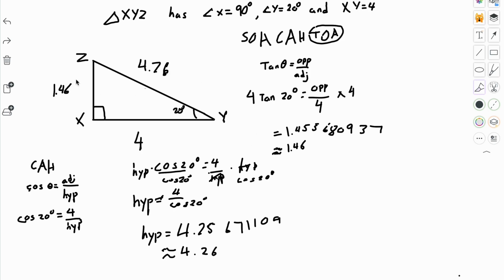Now let's find our last side. We don't know what this angle right here, angle Z, is. We already know that a triangle is going to be 180 degrees, so we can just subtract everything. We subtract our 90 degrees, because we know this is 90 degrees, and we subtract our acute angle, which is 20 degrees. And the answer we get is 70 degrees. So we know that angle Z equals 70 degrees. Yeah, that's how you do this part, and that should be it.